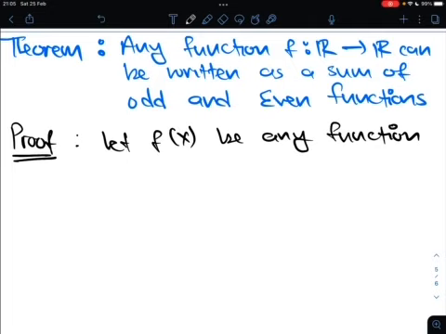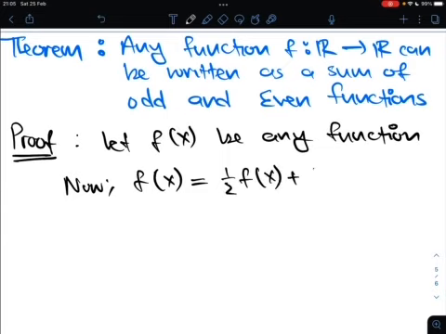You see that? So let f of x be any function. So now what do we have? We can agree that f of x is just the same thing as saying half of f of x plus half of f of x. We agree on that, because if I say half of f of x plus half, I go back to f of x.